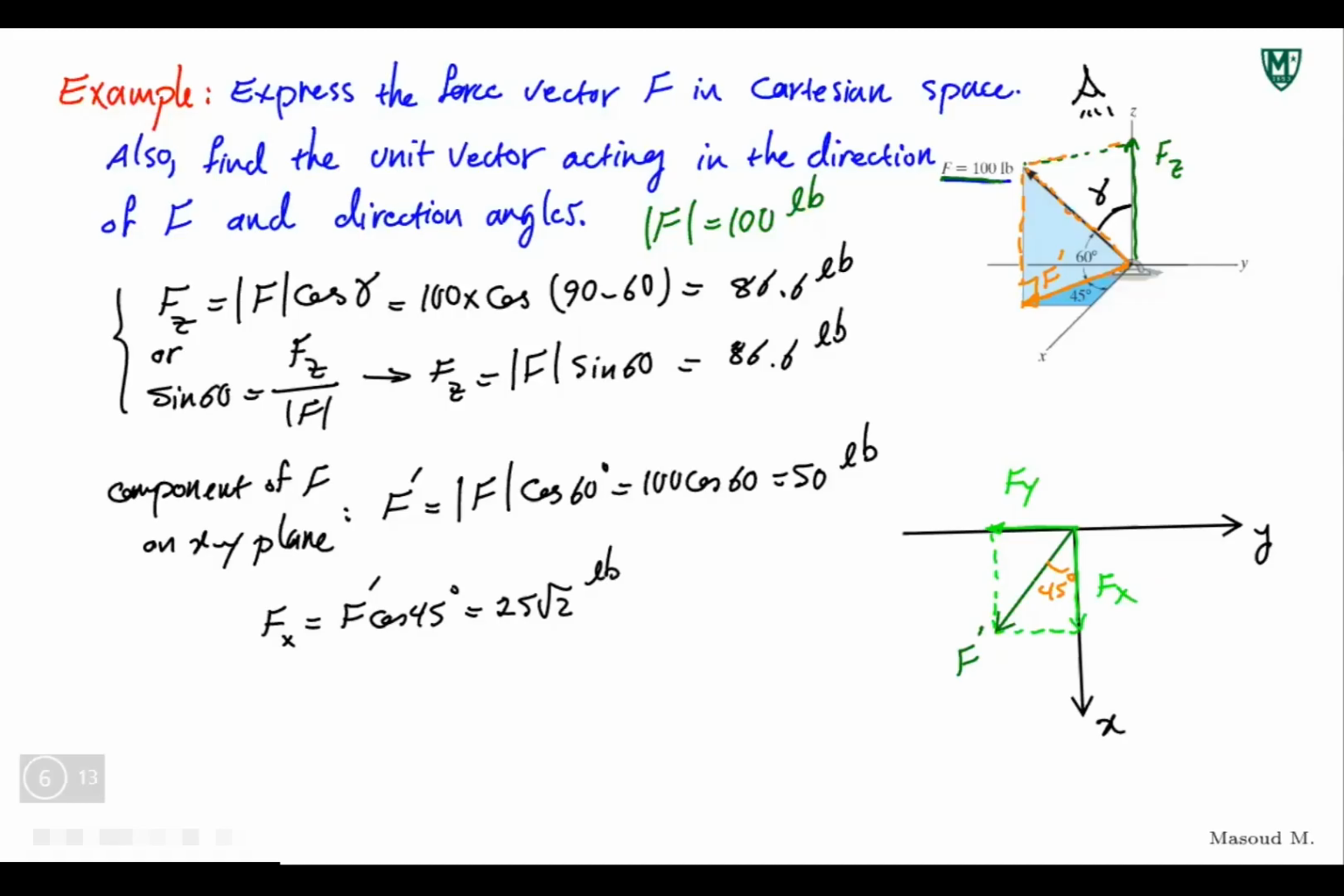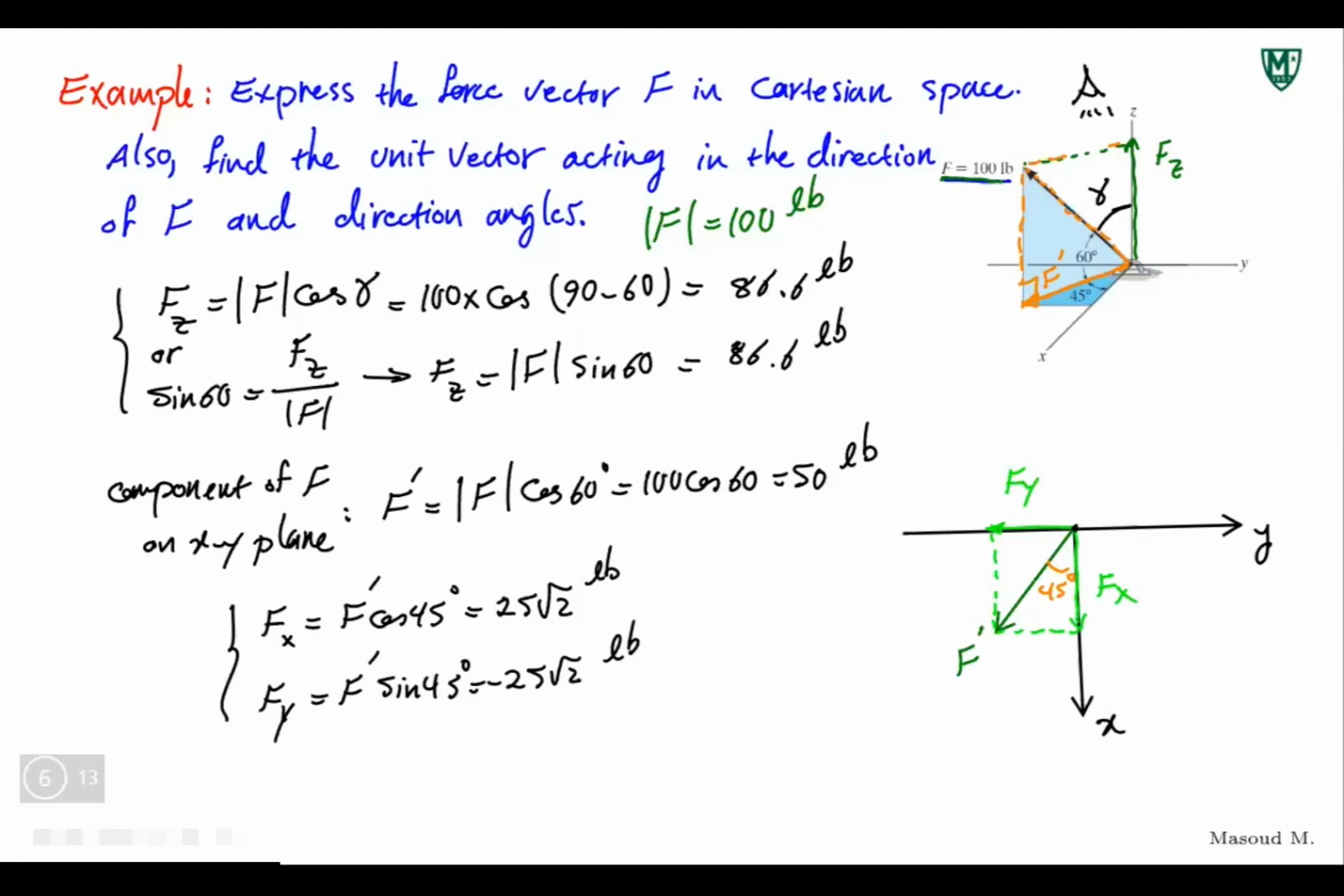You can find Fy too. Fy would be F prime sine 45 degrees. That will give you the same thing, but pay attention, Fy is negative. This is the origin. Fy is towards the left, so that would be minus 25 square root of 2 pounds.